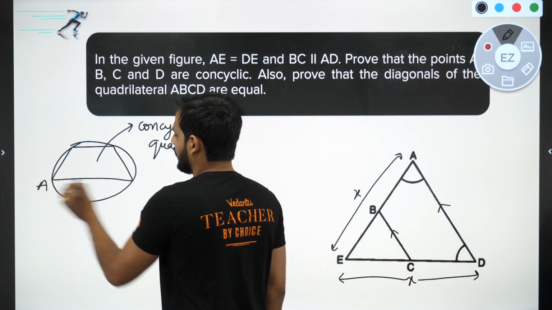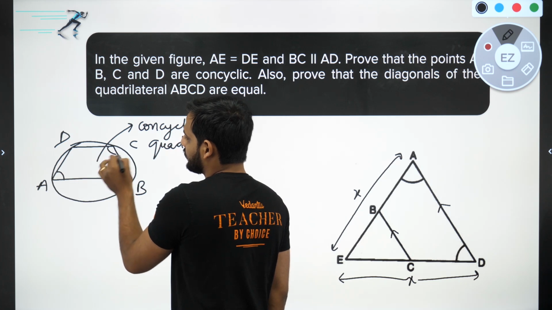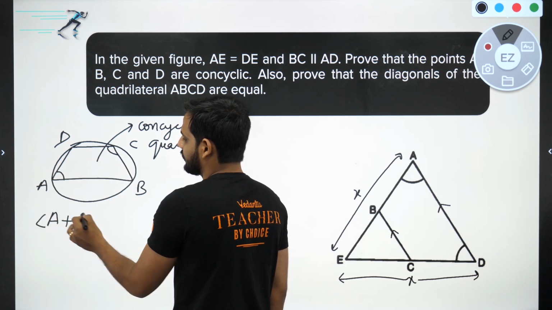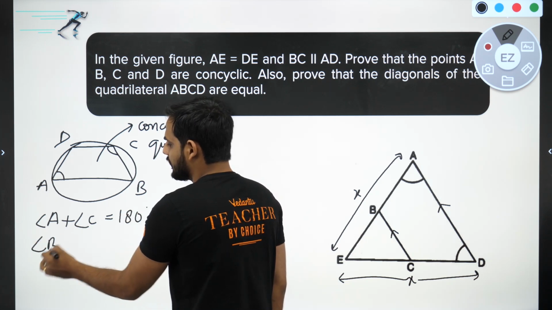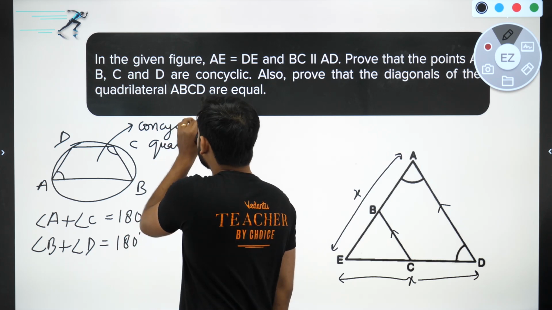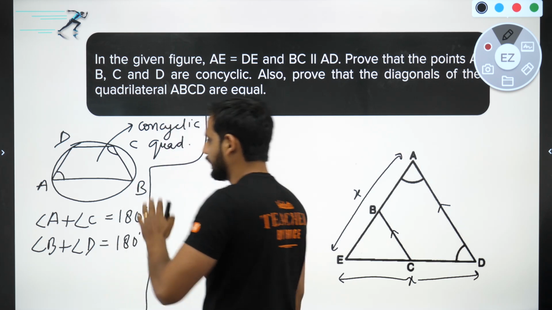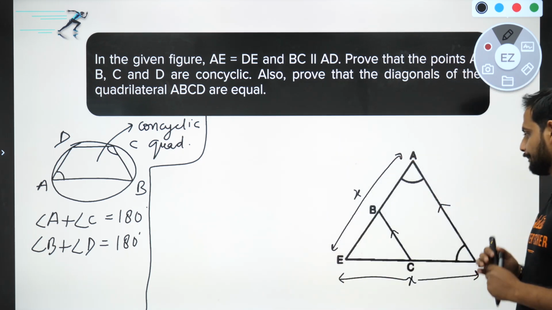That means, let us say ABCD is here. So this angle and this angle, angle A plus angle C will be equal to 180 degrees, and angle B plus angle D will be equal to 180 degrees. So this is the criterion for any quadrilateral to be a concyclic quadrilateral. Now let us look here.